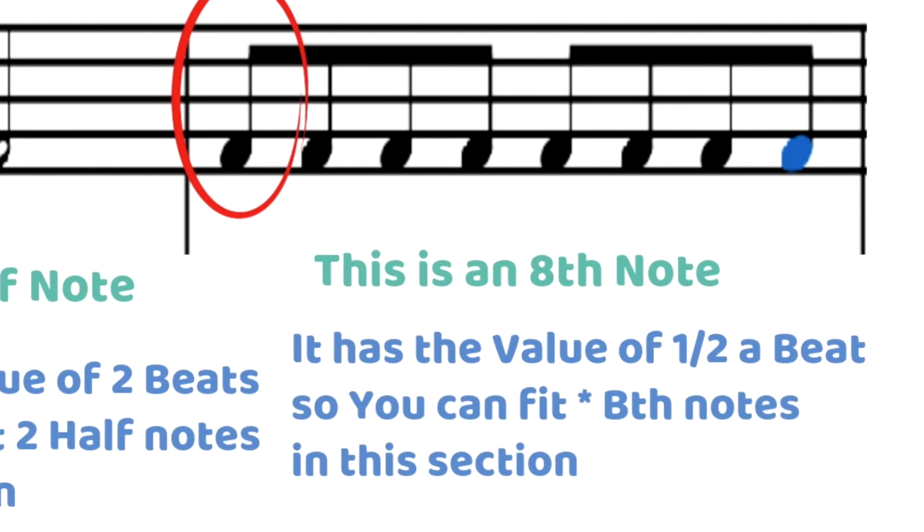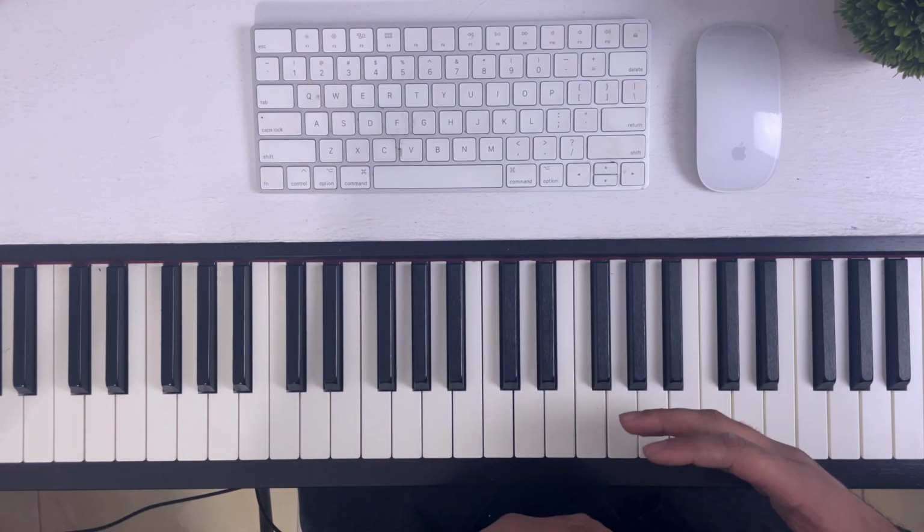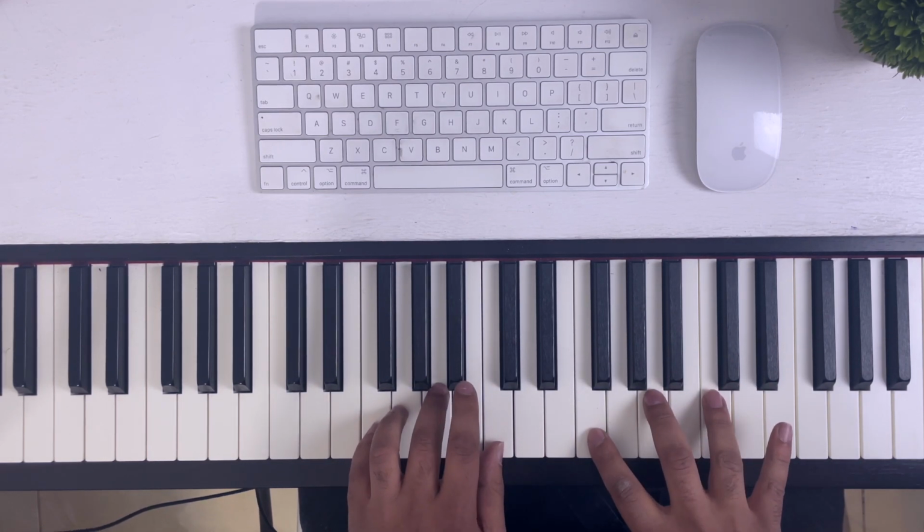Now eighth notes, the way you count it is basically there's 2 eighth notes in one beat. So that would be 8 eighth notes in 4 quarter notes. It would sound something like this.